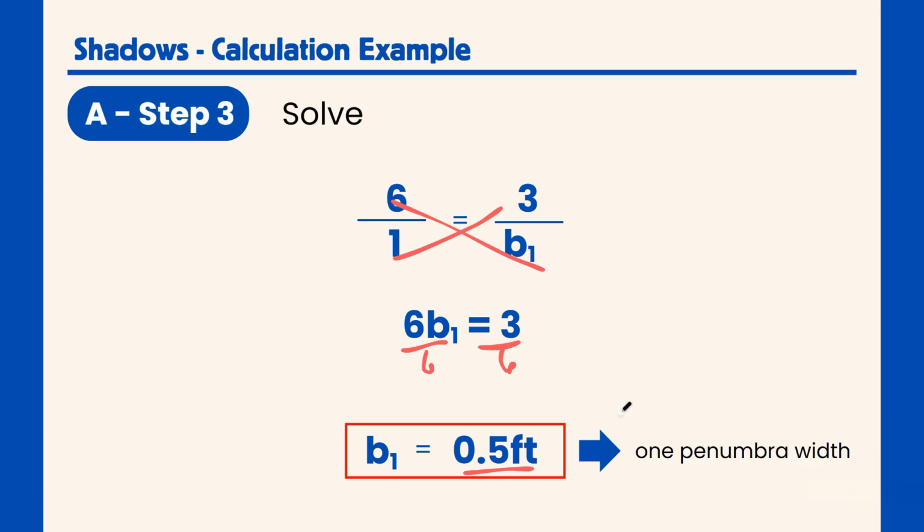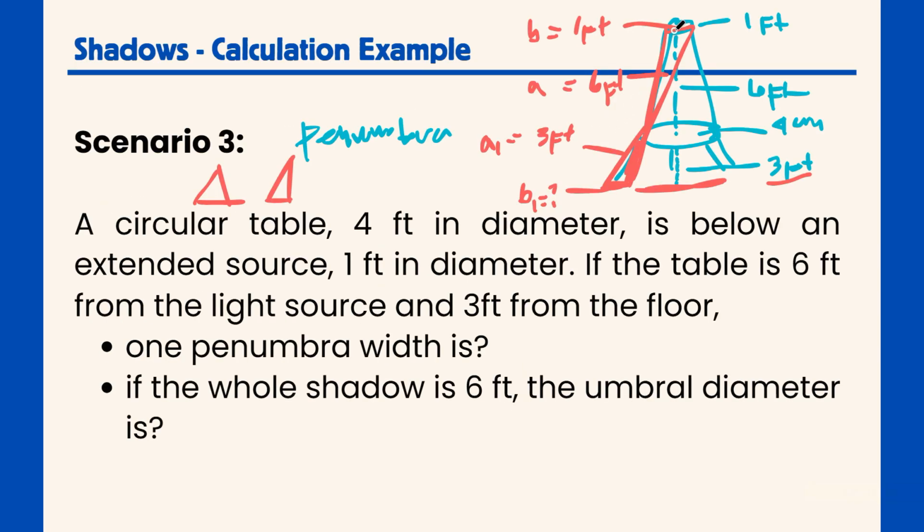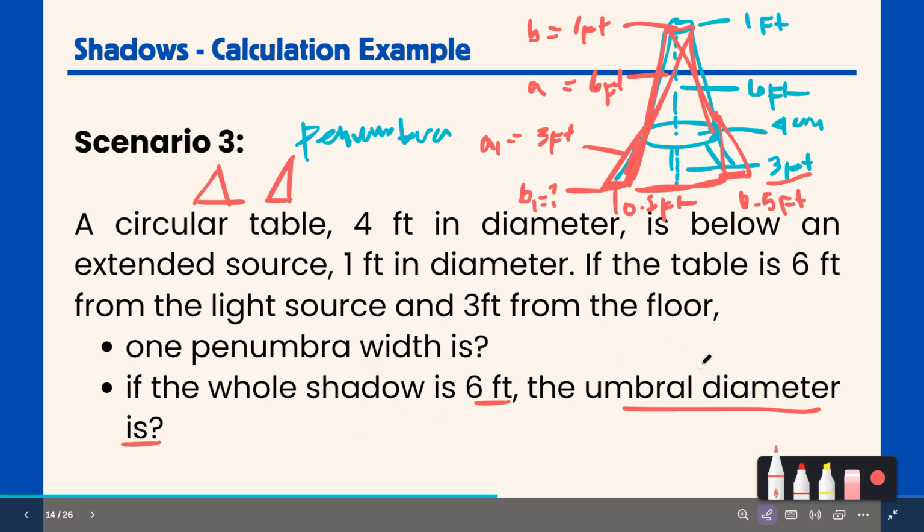Why did we mention 1 penumbra width? Because in the example, another triangle creates a penumbra too. So, therefore, it is 0.5 foot penumbra on each side. If the whole shadow is 6 feet, what we are looking for now is the umbral diameter, this one. Okay, it is hard to see. Let's change color. This is what we are looking for.